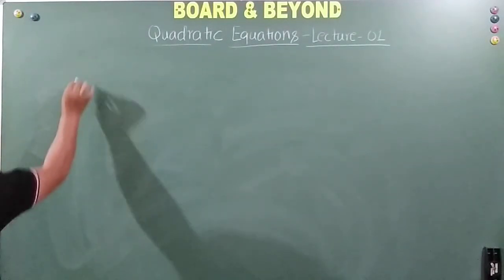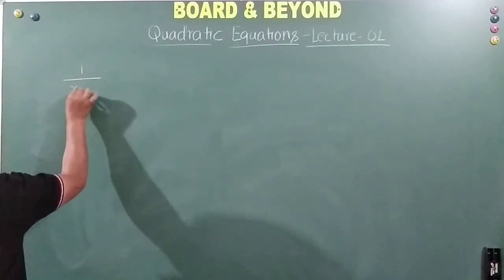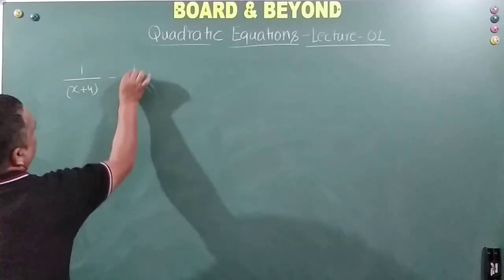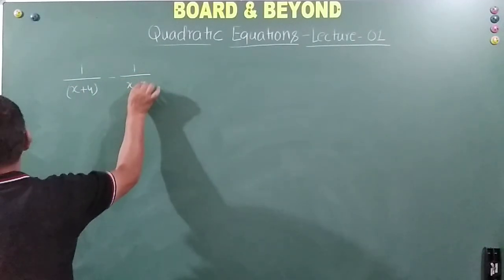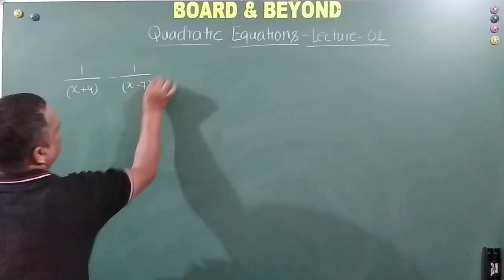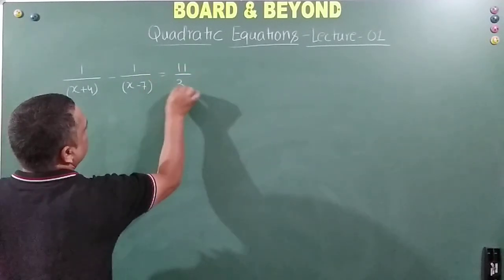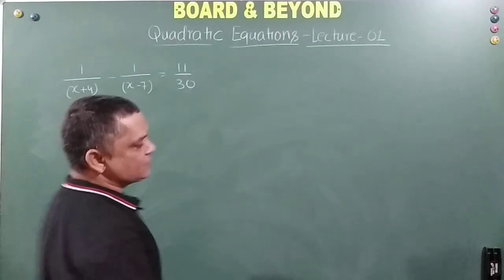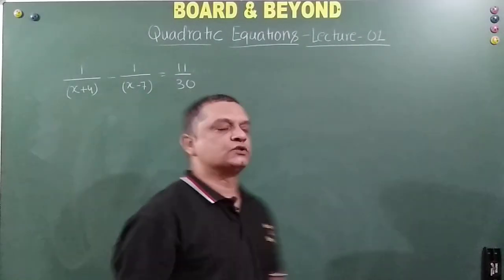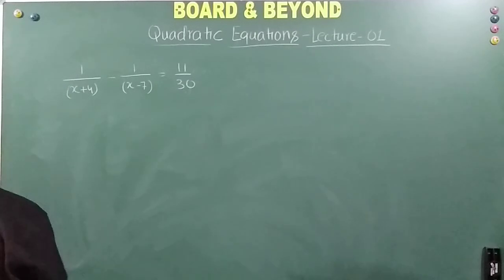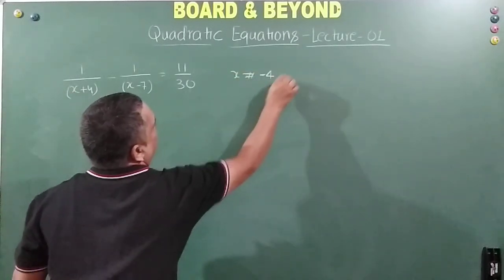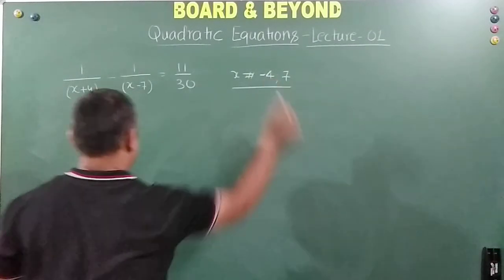So we need to solve one problem that has been given to us: x plus 4 minus 1 by x minus 7 is equal to 11 by 30. It is also said that x is not equal to minus 4 and x is not equal to 7. This is given to us, right?